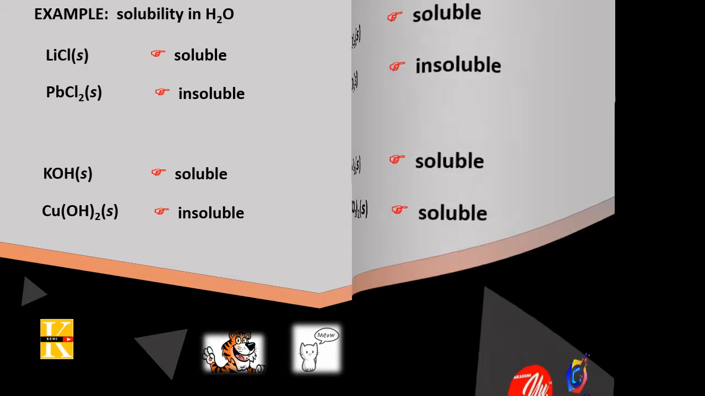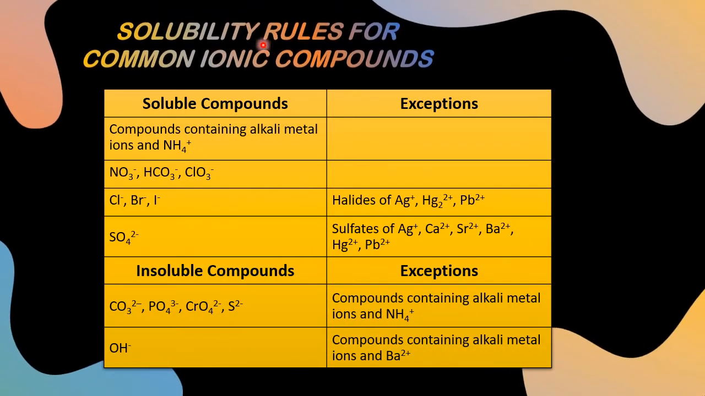Okay, next. These are the solubility rules for common ionic compounds. Compounds containing alkali metal ions and ammonium are soluble. Nitrate, bicarbonate, and chlorate are soluble. All chloride, bromide, and iodide salts are soluble except those of silver, mercury, and lead. And all sulfates are soluble except those of silver, calcium, strontium, barium, mercury, and lead.